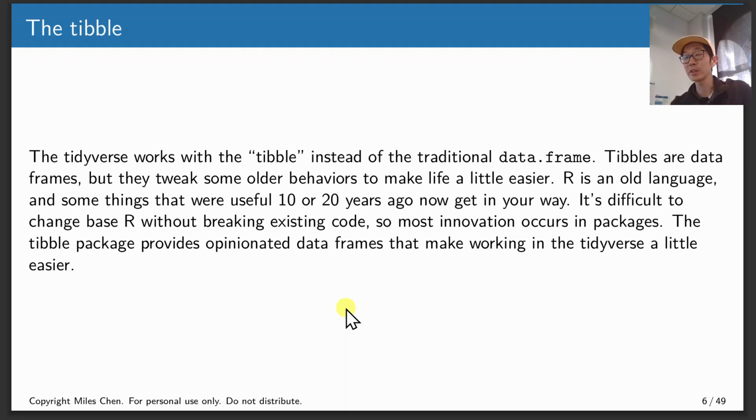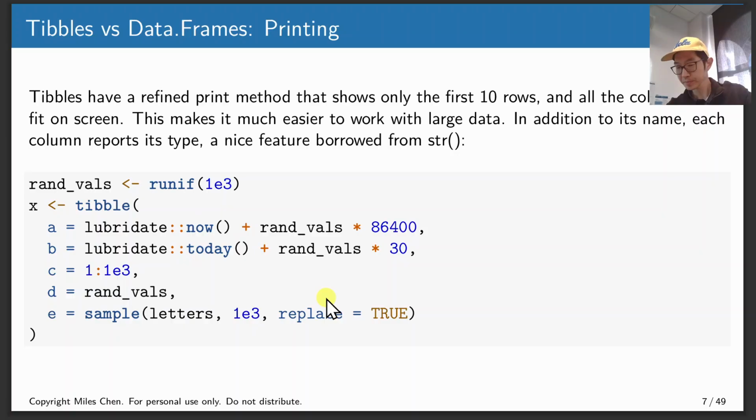The tibble package, along with the rest of the Tidyverse, provides what they call opinionated data frames. And you're like, how can data frames even have an opinion? But it's the idea that your data needs to be structured in a certain way for tibbles to work. Here is just an example. Instead of data.frame, we have tibble, and then we can define our different columns, and these are just arbitrary columns: column A, column B, column C, column D, etc.